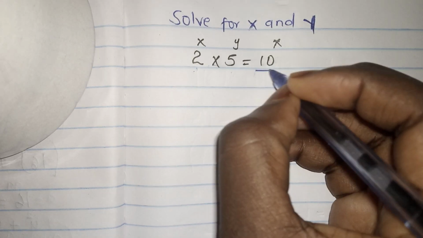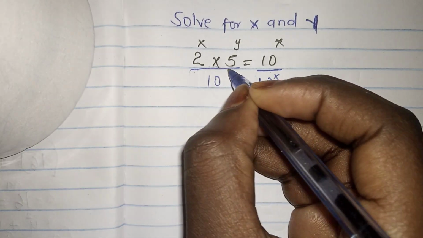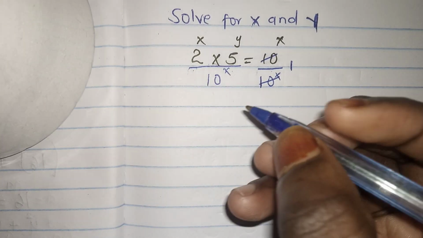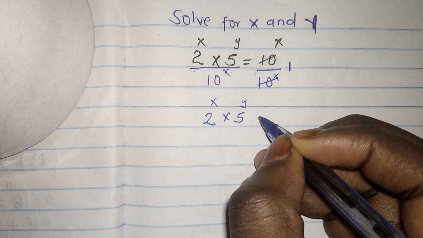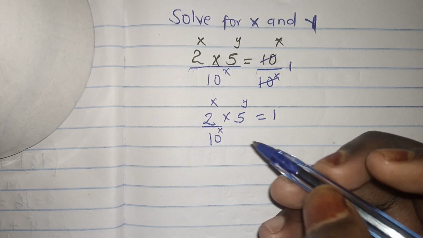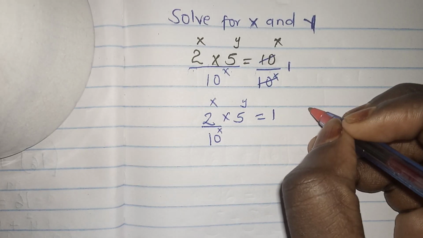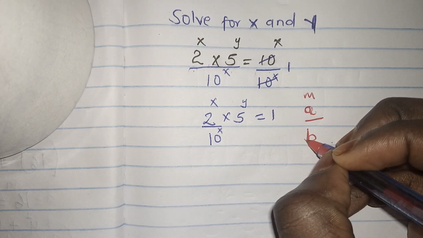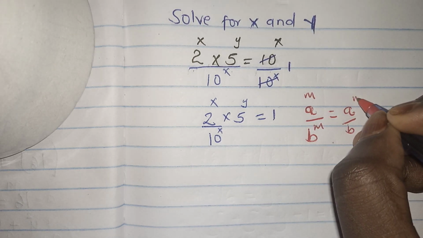So let us divide by 10 to the power of x on this side and 10 to the power of x on this side. So this and this will cancel and we will remain with 1. So 2 to the power of x times 5 to the power of y is equal to 1. Divide by 10 to the power of x. So if you can remember this rule, when we have a to the power of m divided by b to the power of m, it is the same as writing a over b to the power of m.